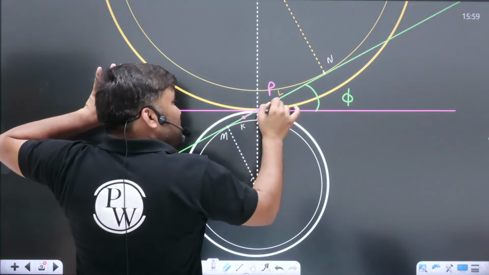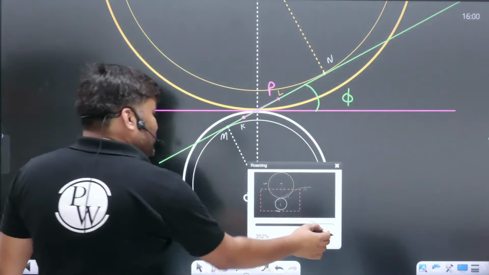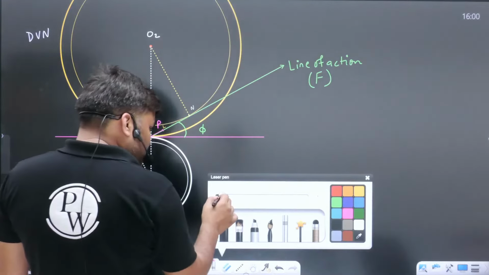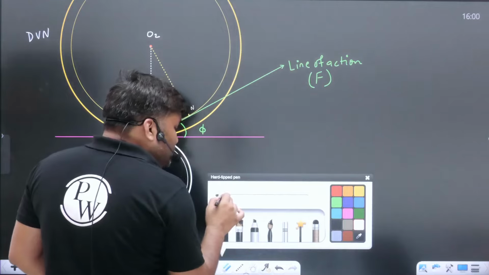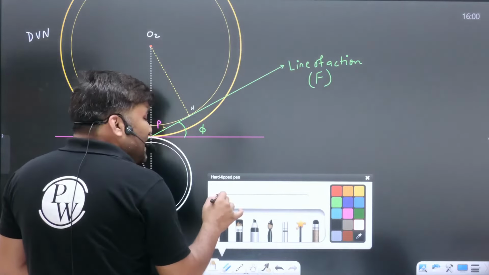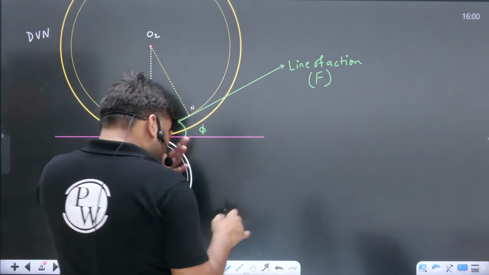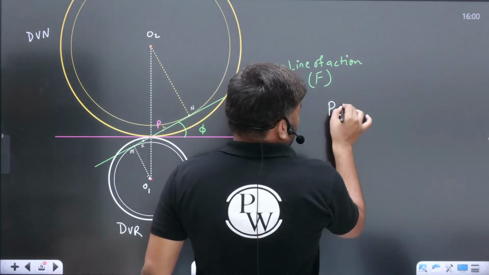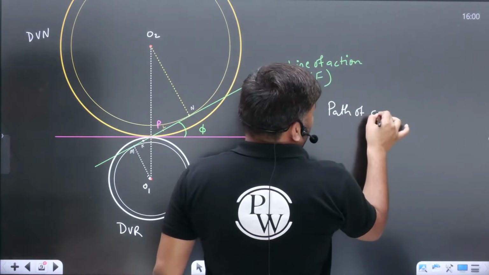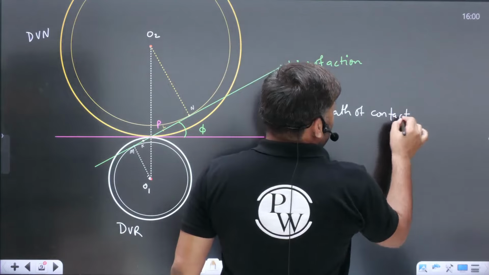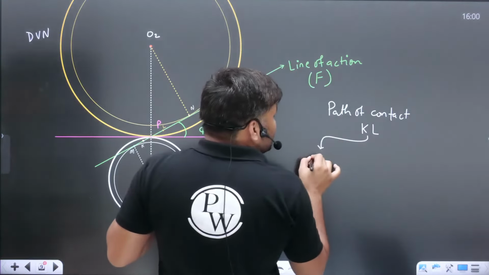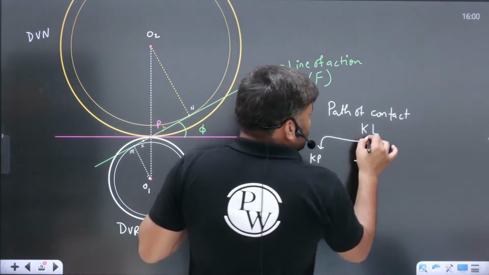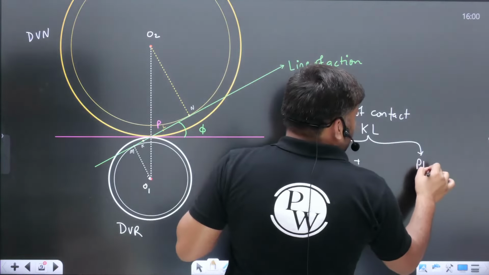So this K to L distance is known as the path of contact, and everybody is comfortable with this. I'm not going to derive the formula, but let me write it down, since sometimes examinations may ask, what is the path of contact? Path of contact, which is the distance from K to L, can be written as KP plus PL.